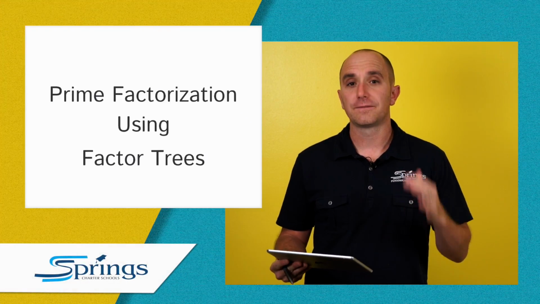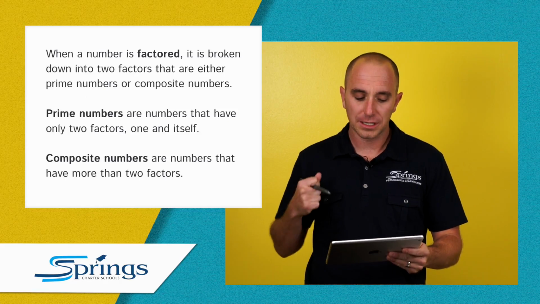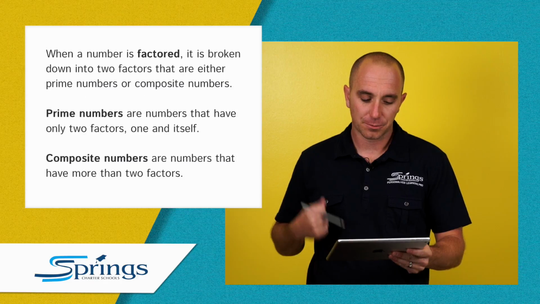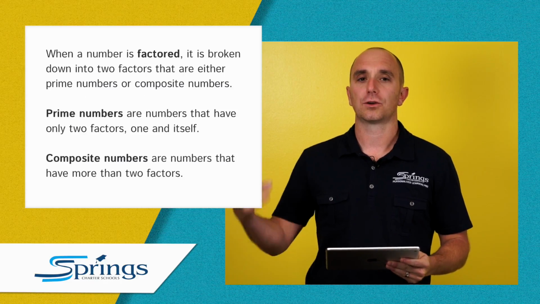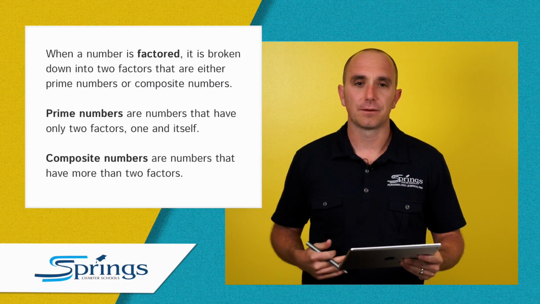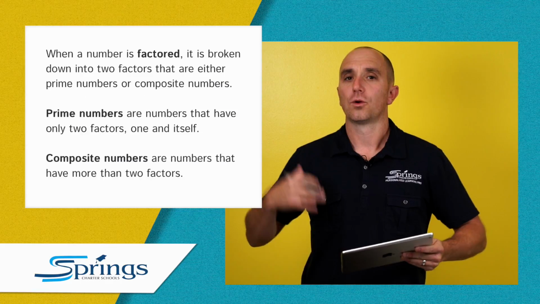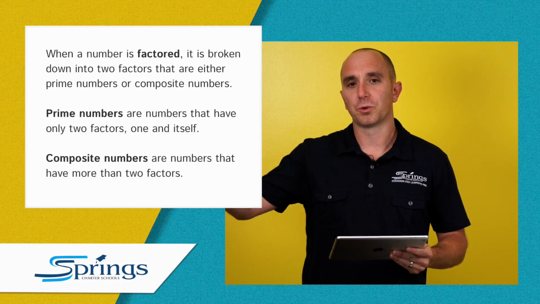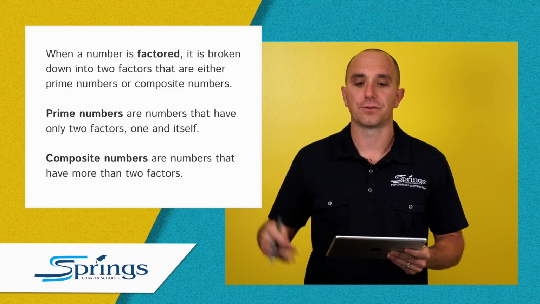So first we're going to talk about prime factorization using factor trees. When a number is factored, it's broken down into two factors that are either prime numbers or composite numbers. You might remember when we talked earlier about greatest common factor and least common denominator, we were talking about multiples, and multiples multiply. Well, factors factor into numbers. Factors are the numbers that go into other numbers.